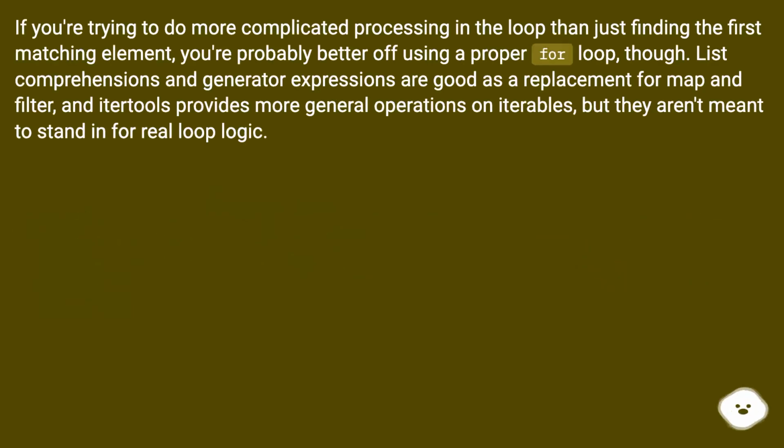If you're trying to do more complicated processing in the loop than just finding the first matching element, you're probably better off using a proper for loop, though. List comprehensions and generator expressions are good as a replacement for map and filter, and itertools provides more general operations on iterables, but they aren't meant to stand in for real loop logic.